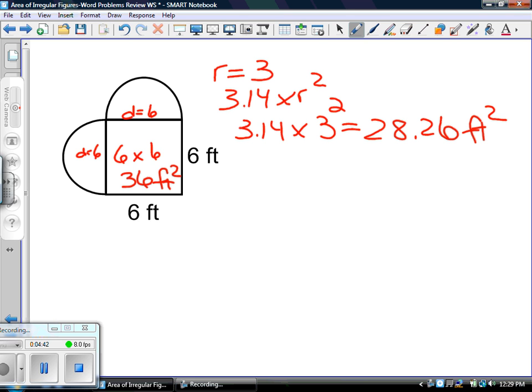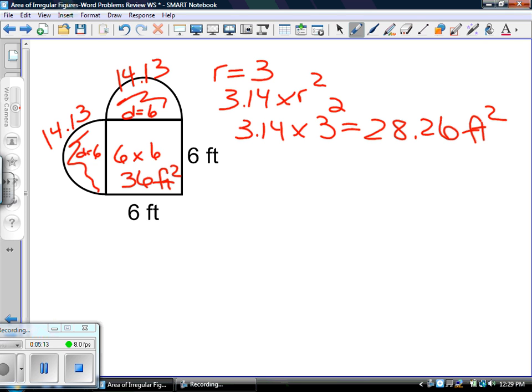Now, some people might be thinking, well, I take that 28.26, I cut it in half because it's a half circle. Well, yes, that's true. Each one of these half circles makes up that 28.26. So technically, each one of them is 14.13 square feet. If you want to just keep that together and use the 28.26 and just know that it takes care of both of those half circles, that's perfectly fine.